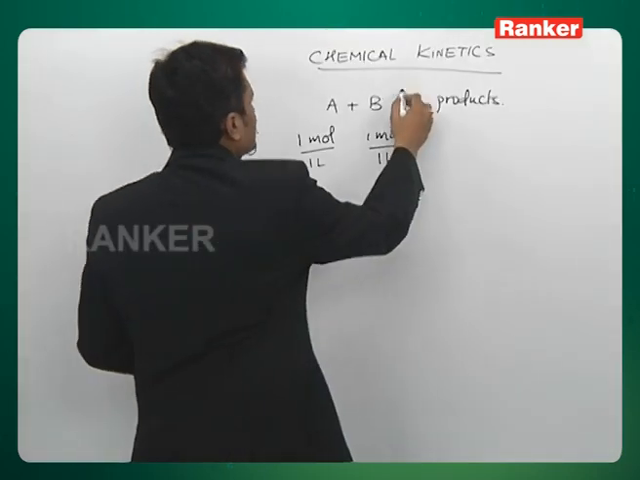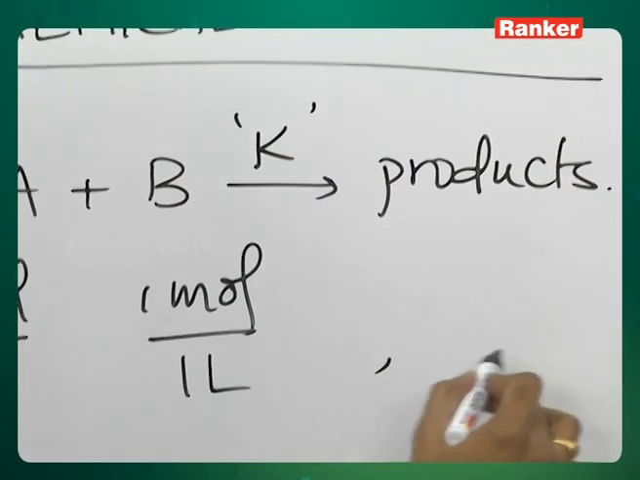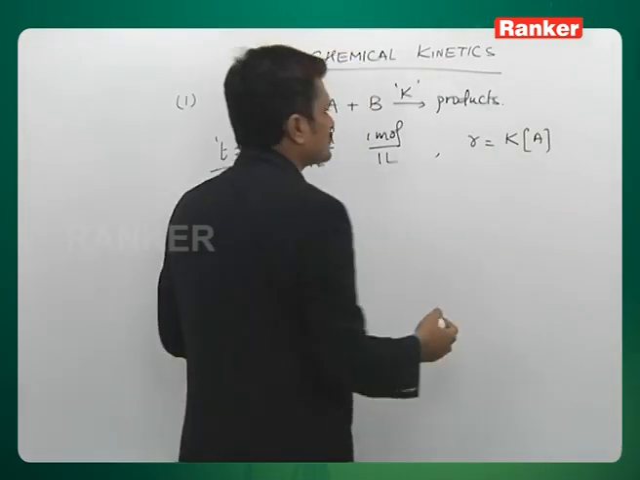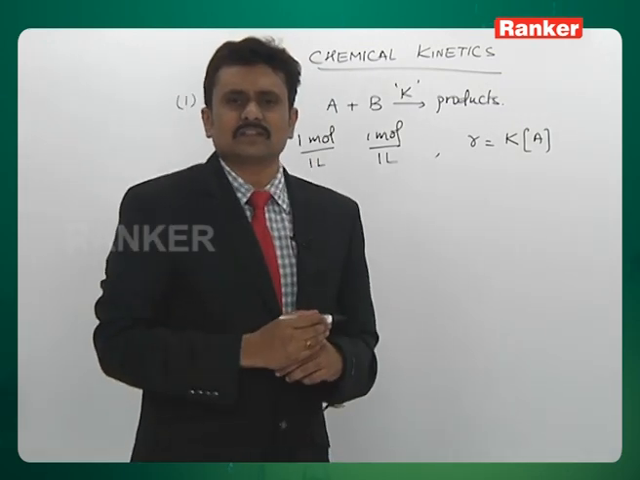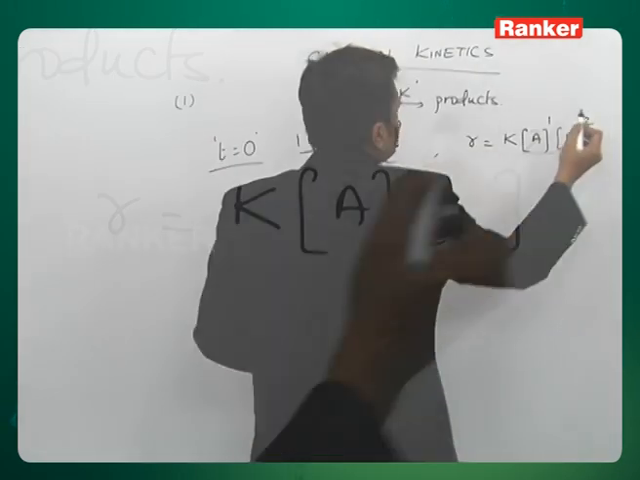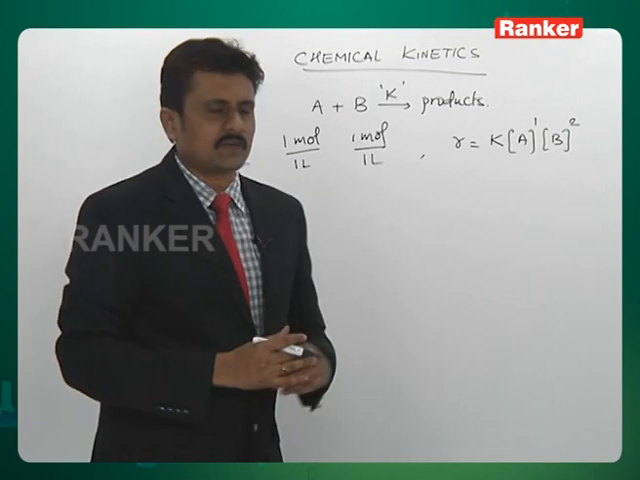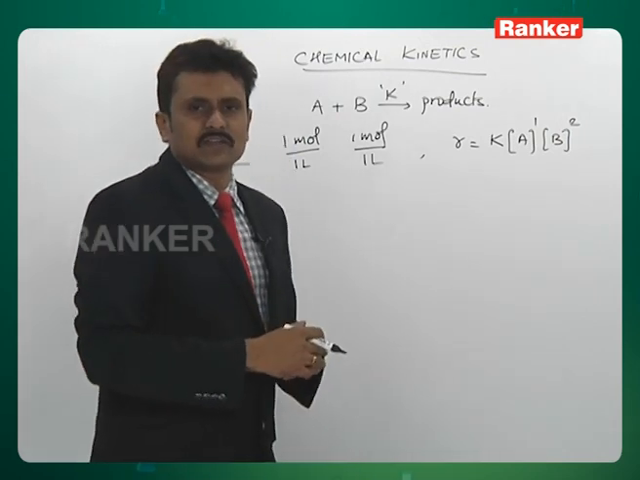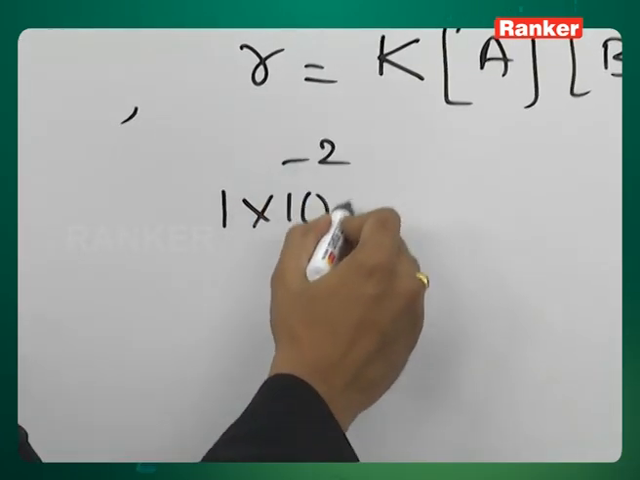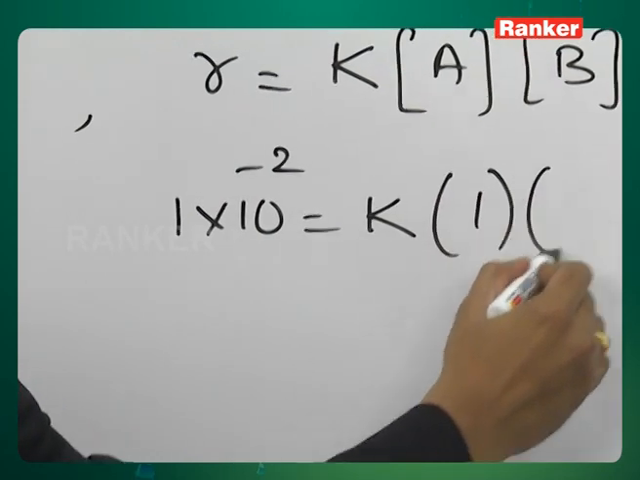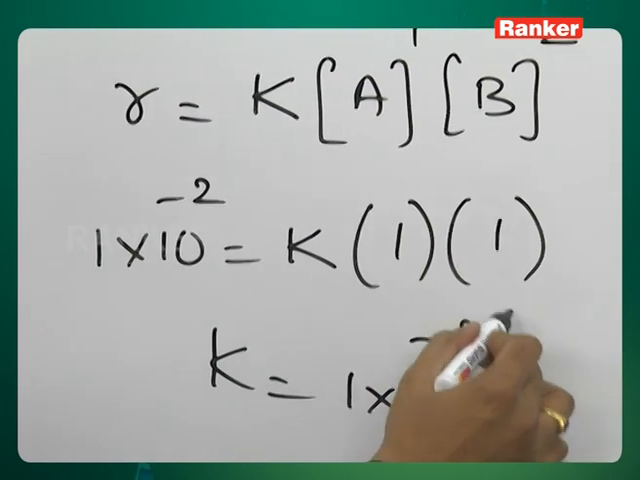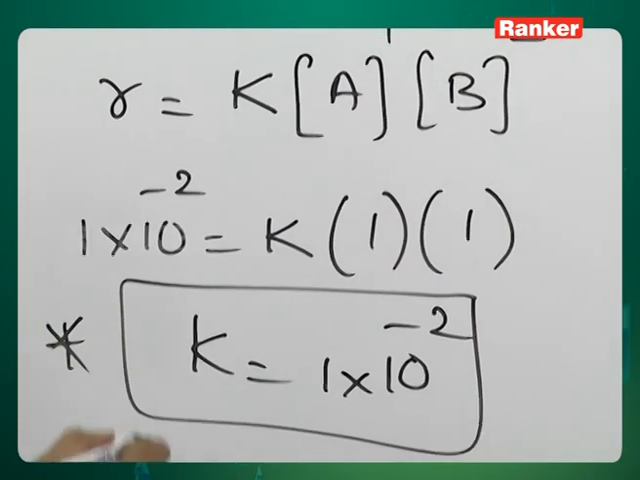So when I assume the rate constant as some K, you know that the rate is equal to K, the rate constant, into concentrations raised to the power of their orders. It is given that it is first order with respect to A and second order with respect to B. Hence, you will write the rate law first. Now, when you substitute the values, the rate is 1 into 10 to the power minus 2 mole per liter per second, equal to K into 1 each, as initially they were present as 1 each. From this data you will find the value of K, the rate constant. So, this is your initial situation.